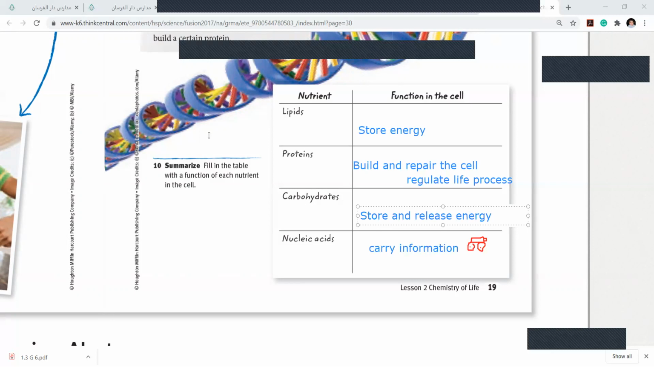Okay. So girls, is this clear? Is this understood well? Yeah, miss, perfect. Lipids store energy. Proteins build and repair the cell and regulate the life process. Carbohydrates store and release energy. Nucleic acids carry information. Okay?